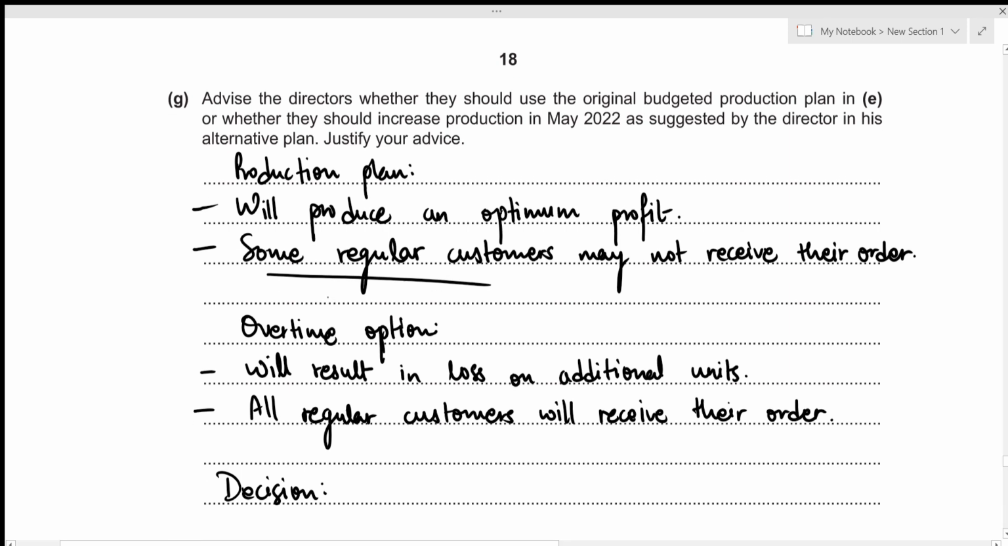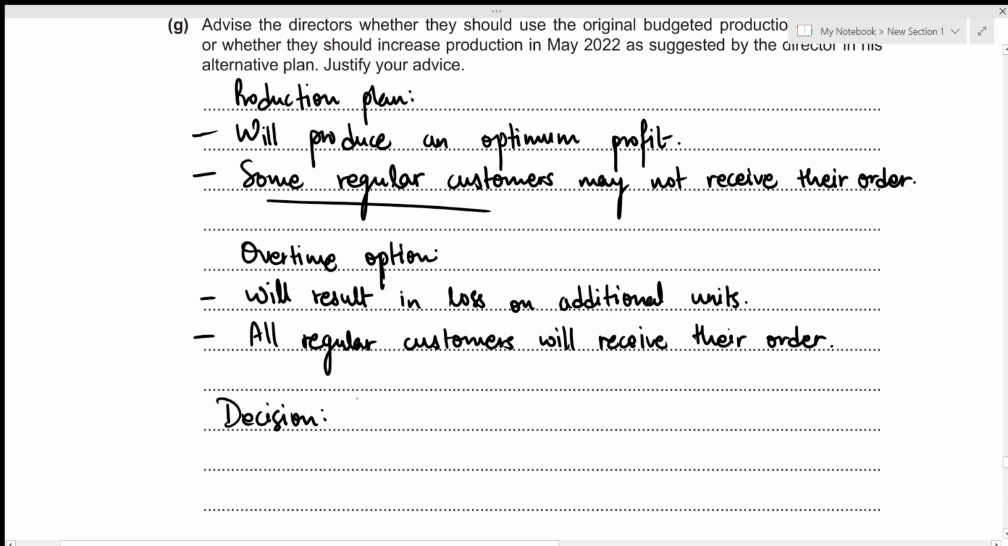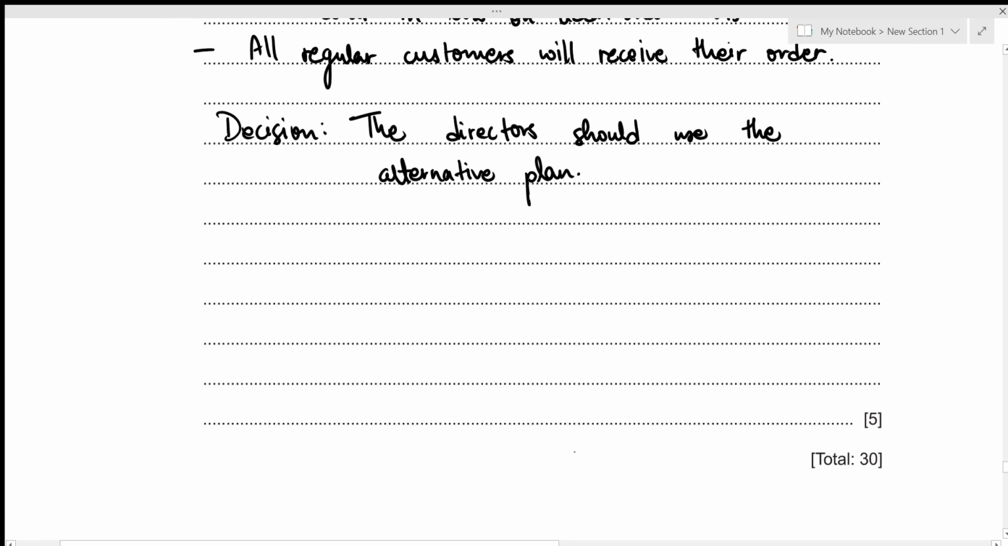Let's write it down clearly. The directors should use the alternative plan. Alright, this concludes the seventh part of this question as well as this entire question.